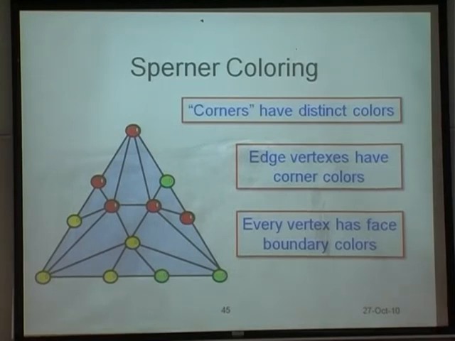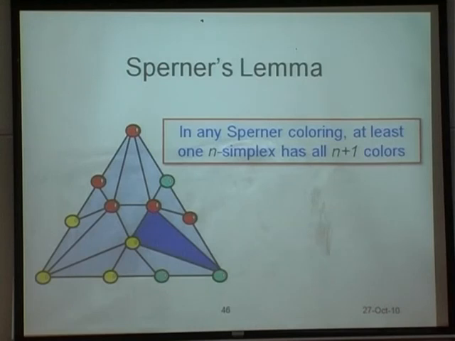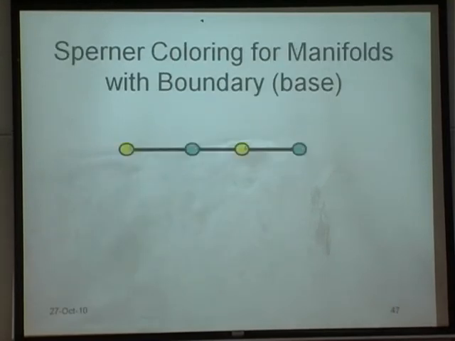And all the interior vertices have to take one of these colors. Okay, so that's a Sperner coloring. What Sperner's lemma says is that at least one n-simplex has all the colors. So no matter what coloring you do, if you follow these rules, distinct colors on the corners, and then you choose colors from the boundary, then in fact there'll be an odd number of simplexes with all colors. And I'll give you a quick proof of this. Usually I won't try to prove all the classical theorems, but this one is so easy that I can't resist going over it. Also, the techniques will be useful later on.